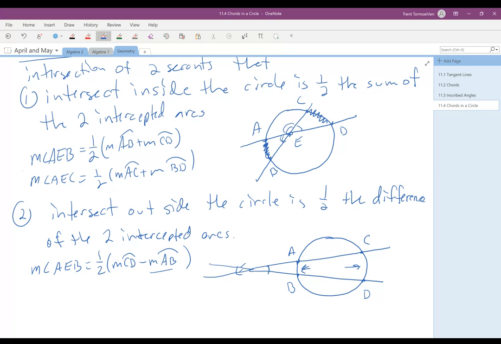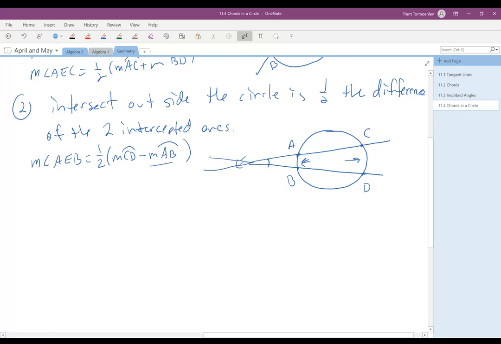And so those are your two theorems about secants that intersect inside the circle and outside the circle. Now, there are a couple special cases to this one.